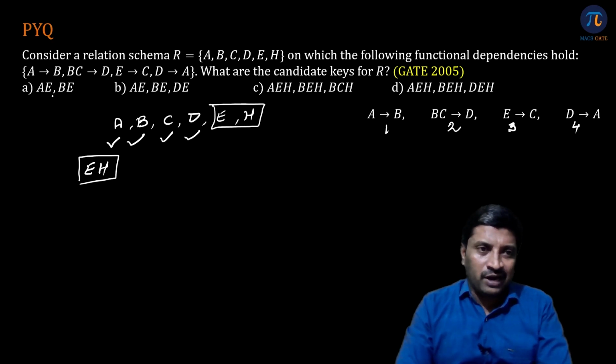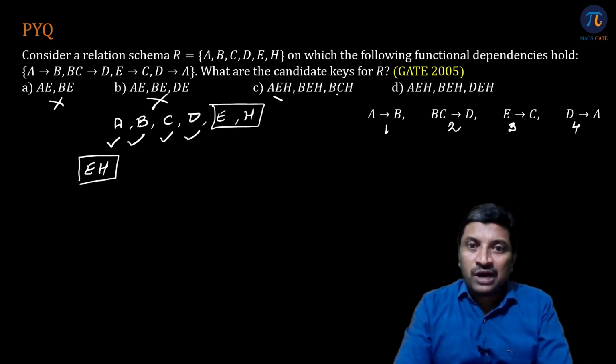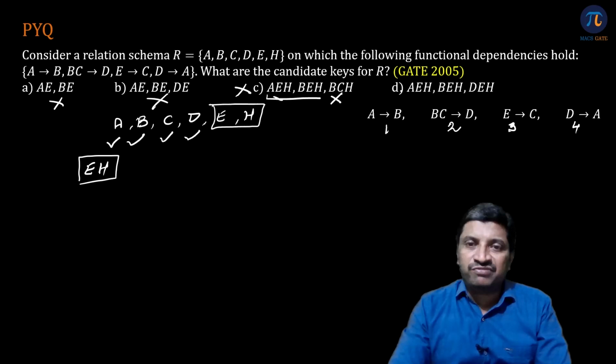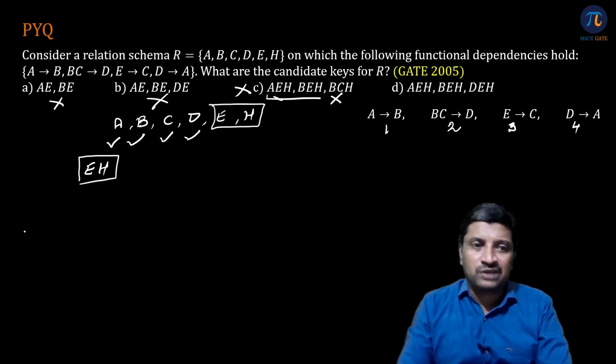Coming to option A, I have E, but I don't have H. Coming to option B, we don't have H. Coming to option C, AEH, this may be. BEH, this may be. But BCH, I don't have E. So surely this will not be. Even if these two are candidate keys, this will not be a candidate key. So no need to verify option C also. It will not be correct. What about option D? AEH, BEH, DEH. Since all the other three options are ruled out, this will be our answer. For safe side, let us verify whether all these are candidate keys or not.